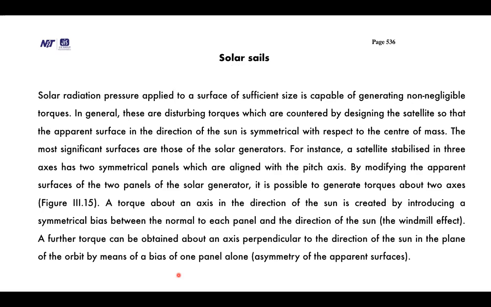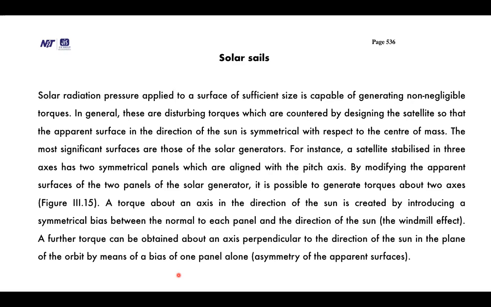newton meter. Solar cells. Solar radiation pressure applied to a surface of sufficient size is capable of generating non-negligible torque. In general, these are disturbing torques which are countered by designing the satellite so that the apparent surface in the direction of the sun is symmetrical with respect to the center of mass. The most significant surfaces are those of the solar generators. For instance, a satellite stabilized in 3 axes has 2 symmetrical panels which are aligned with the pitch axis.